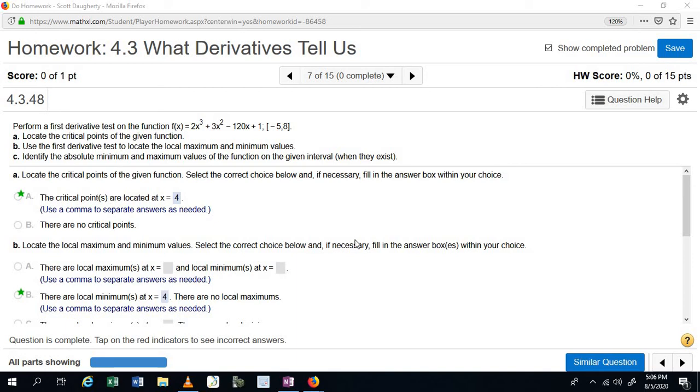Hello again. In this video, I'm going to go over this homework problem from 4.3. In this problem, we're supposed to locate the critical points for this function on this domain from -5 to 8. That's part A. Part B, we're supposed to use the first derivative test to locate the local maximum and minimum values. And then part C, we're supposed to identify the absolute minimum and maximum values of the function on this interval from -5 to 8. Okay, so let me show you how to do this.